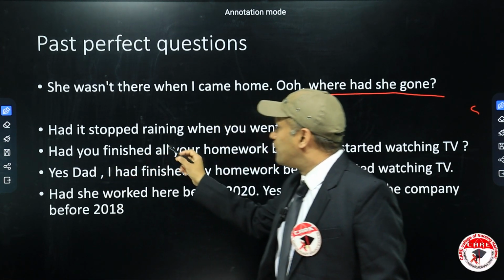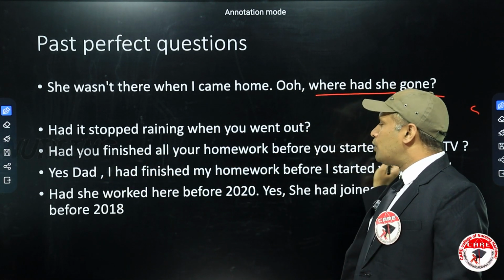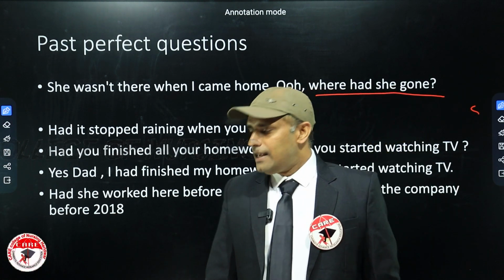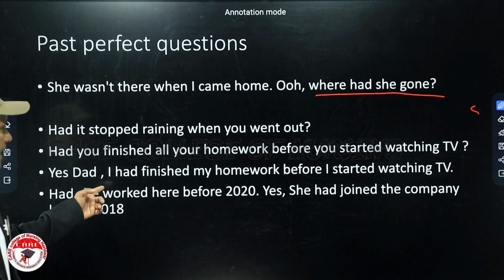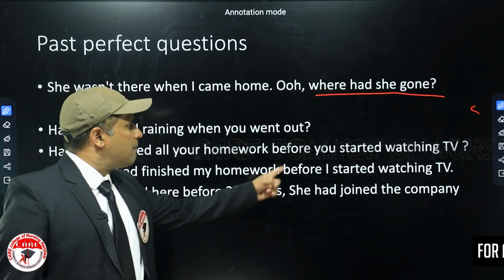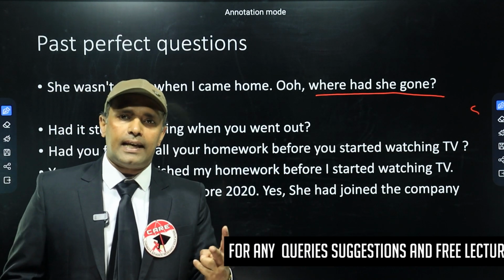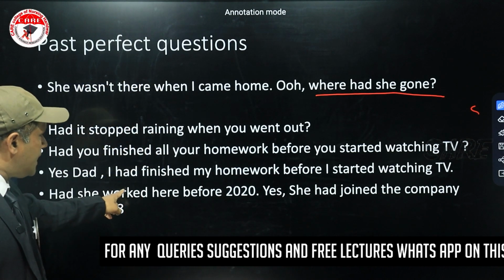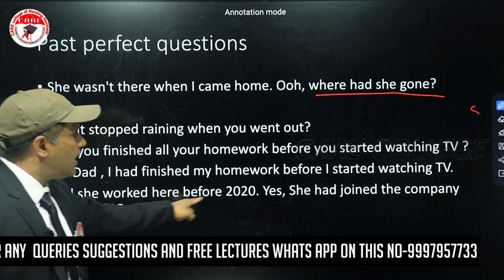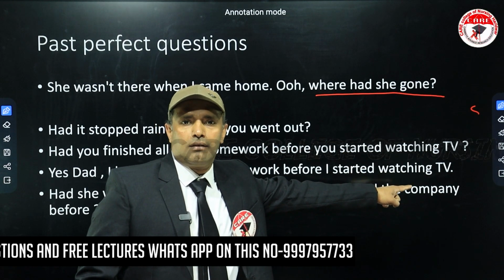Another one, had you finished all your homework before you started watching TV? Here, the answer, look at it: yes Dad, I had finished my homework before I started watching TV. So two actions are clearly there. First, he had done homework, then watched TV, right?